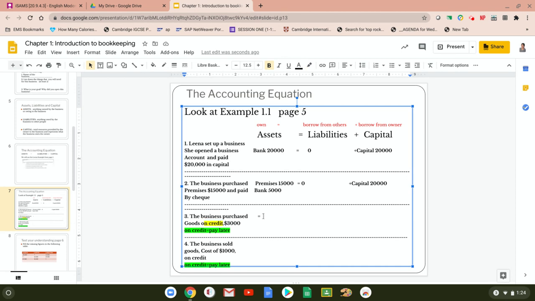So the business purchased goods worth 3,000. What is now the effect on this one? So your premises is still there, your building is still there, you're still using it.